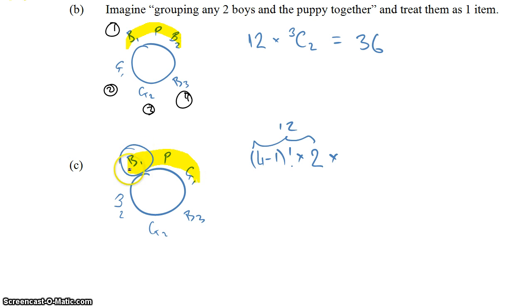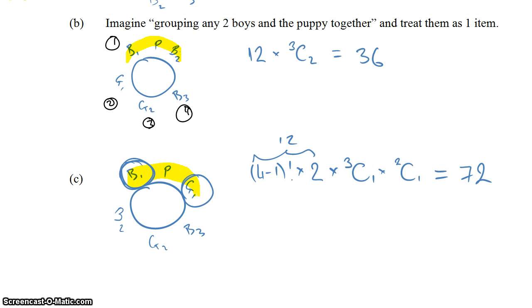Then we have the question, how many ways can I choose who gets to be boy 1? Well, from the 3 boys, I choose 1 of them, and this is equal to 3. And how many ways could I choose who gets to be girl 1? Well, from the 2 girls, I choose 1 of them. And this means I have, how many ways in total? 12 times 3 is 36, times 2 is 72 ways of doing this. So yes, there's 72 ways of arranging the puppy between a boy and a girl.